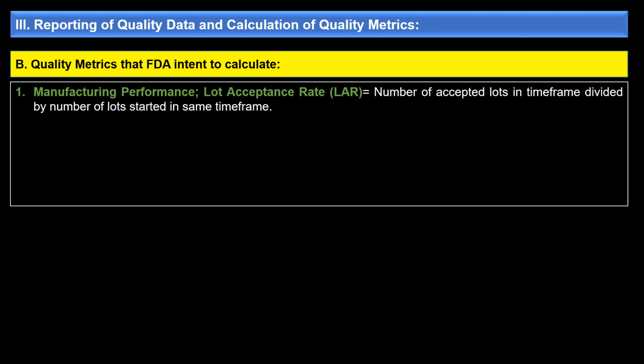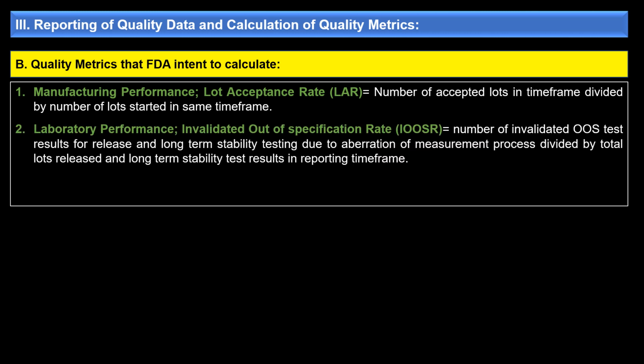Okay, so the first point in it is the manufacturing performance. The FDA intends to calculate the manufacturing performance through a lot acceptance rate. What is the lot acceptance rate? It is the number of accepted lots in a time frame divided by the number of lots started in that time frame. For example, if there are 40 lots that are started in 1 year and matrix data is calculated for 1 year, how many of those lots have been accepted lots, which gives an overall manufacturing performance.